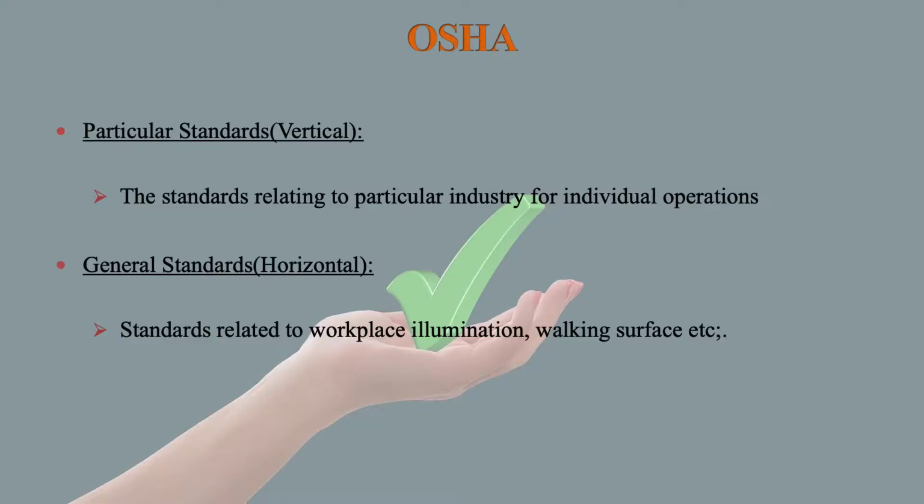So these are the particular standards, which are vertical, meaning operation to operation, special standards are developed. General standards are horizontal standards related to workplace illumination and walking surface area. If the walking surface is slippery, one can slip and fall down. So workplace illumination is very important. Workplace cleaning is also very important. And illumination means lighting and everything should be there during the machining practices. So for safety purposes, these are the various general OSHA standards.